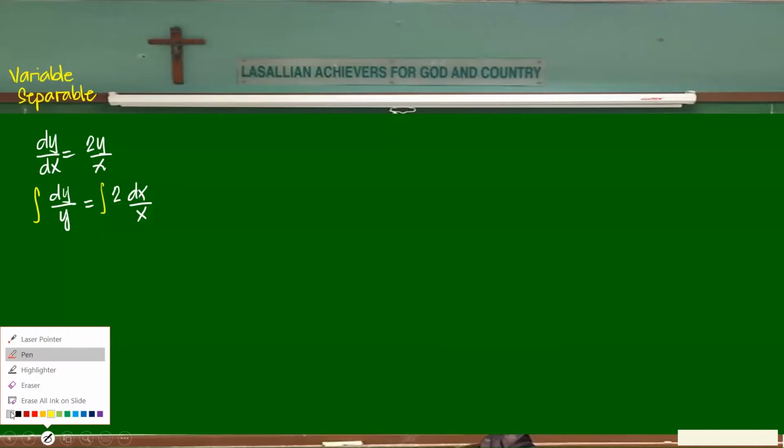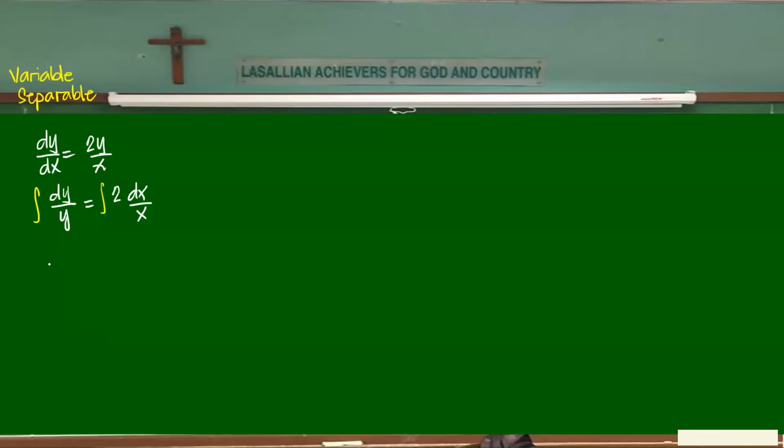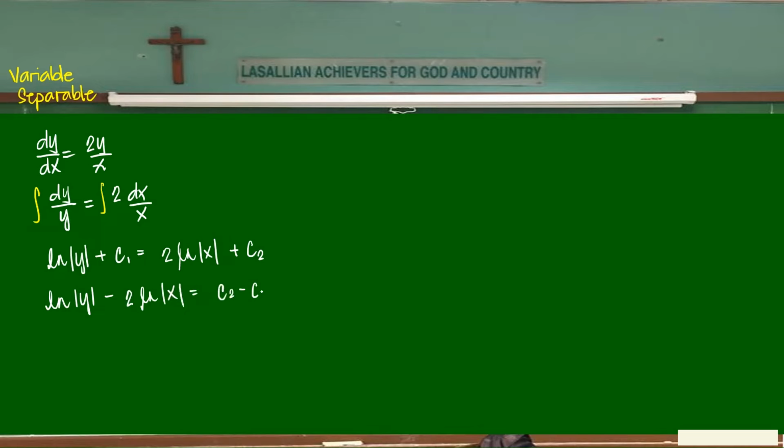What's the integral of the left side, guys? ln of y. What about this one? Yeah, 2 ln of x. Take note, this is an indefinite integral. So can I just write there c number 1 and then here 2 ln of x plus c number 2? Pwede. And then if I would want to combine the two ln's, can I say that this one is ln y minus 2 ln of x is equal to c2 minus c1?